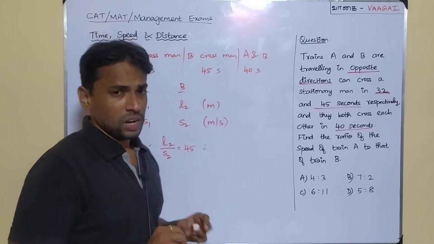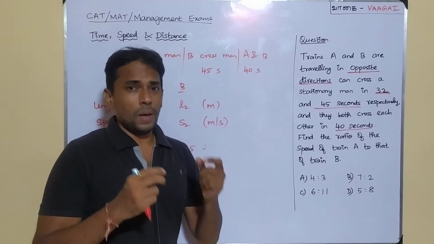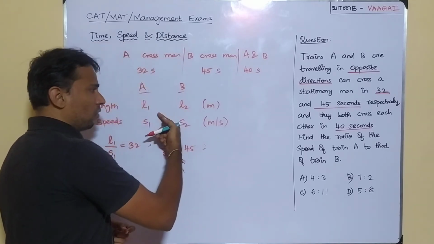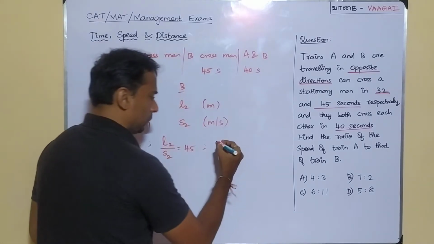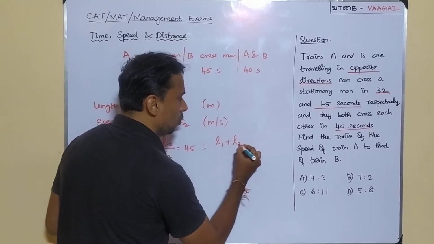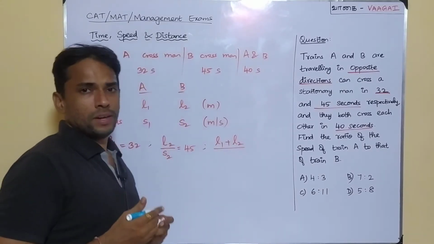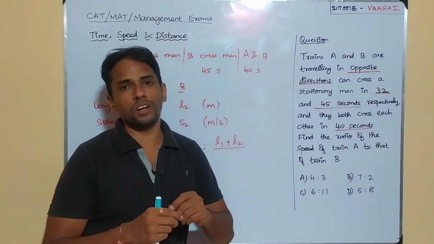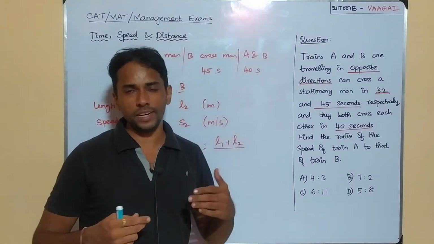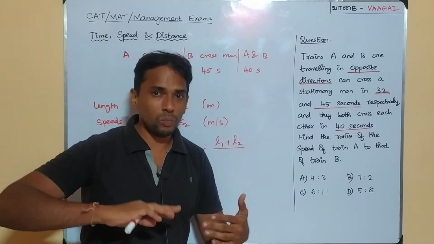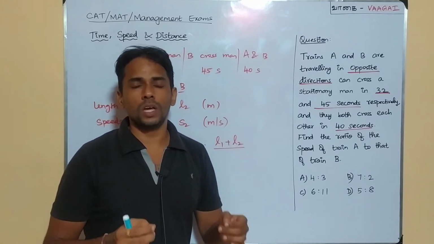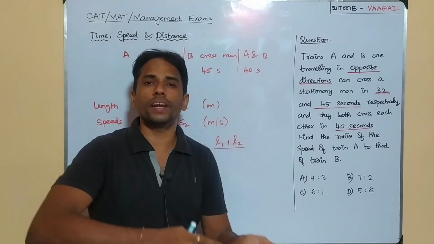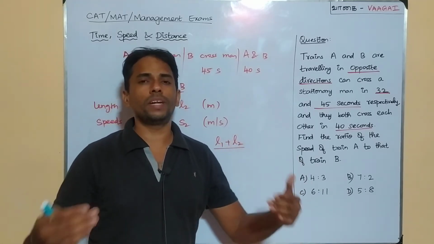What we have to do here, when two trains are going to cross each other, what will be the total distance? The distance will be nothing but the sum of the lengths of the two trains. So we'll have L1 plus L2 divided by, what about the speed here? Speed here will be nothing but we have to add their speeds. Why? Because they are both traveling in opposite direction, right? So when they travel in opposite direction, what would be the relative speed of one train with respect to the other? We just need to take the difference.